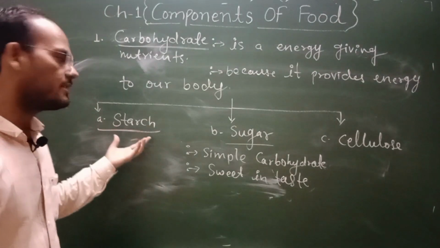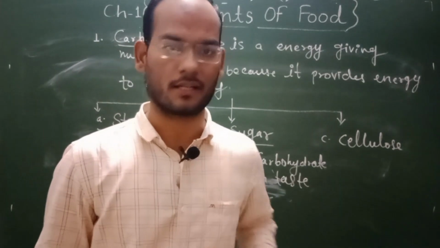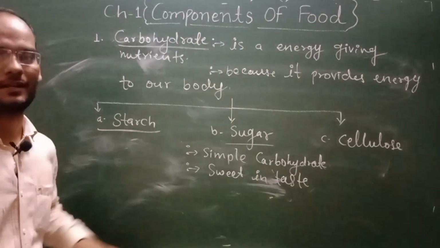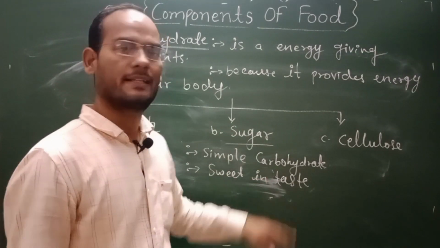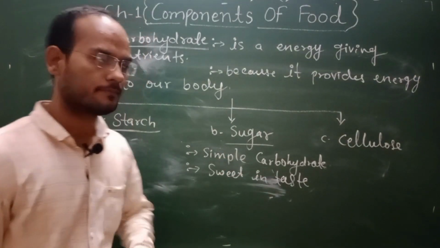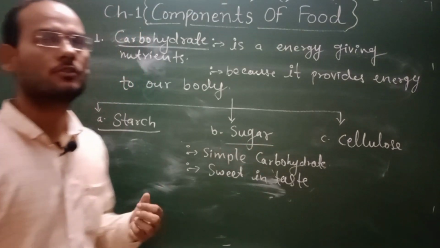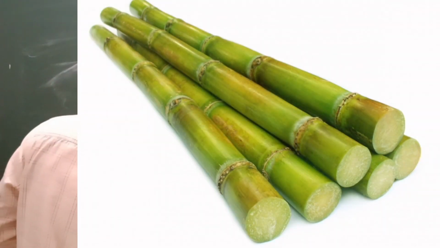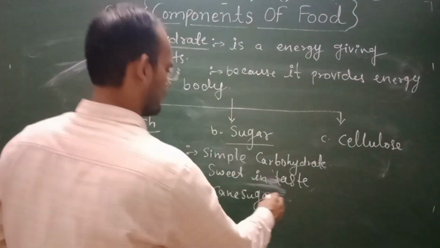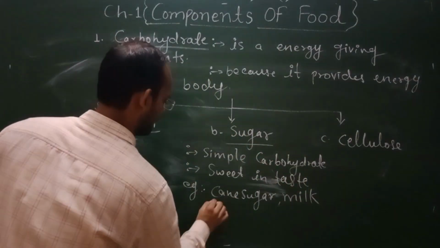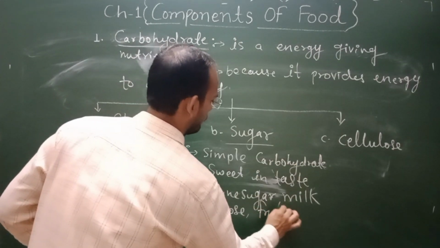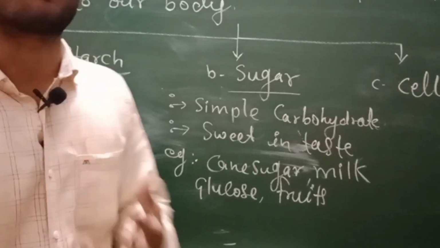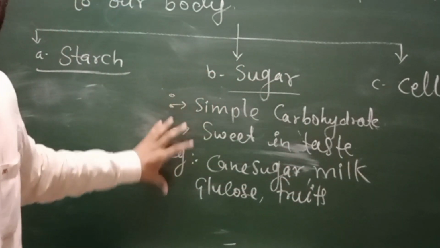Let me tell you one more thing about starch. Starch is a tasteless and odorless substance. It does not have taste and smell. But sugar is sweet in taste and it is a simpler carbohydrate, so we can get instant energy when we take sugar. What are good examples of sugar? Cane sugar, milk, glucose, and fruits like banana, grapes, and apple also. These are rich in sugar. Clear? This is about sugar.